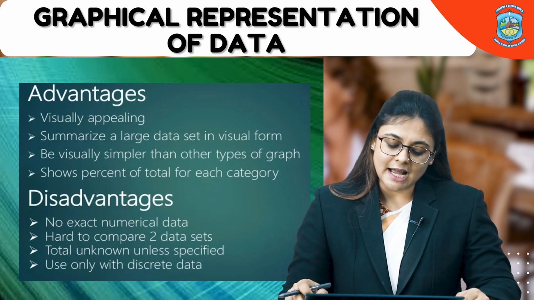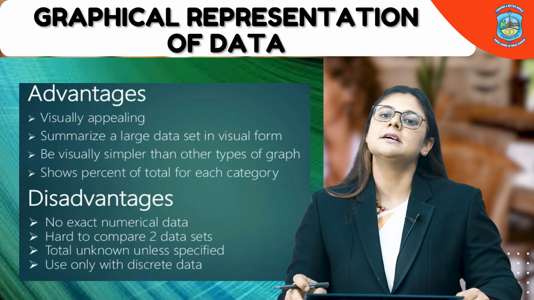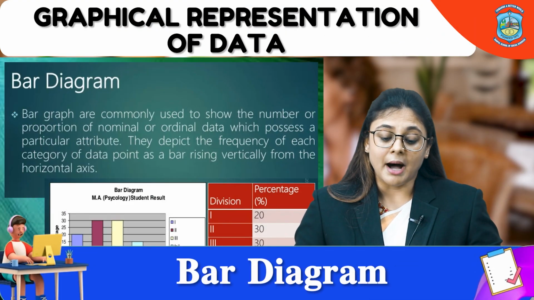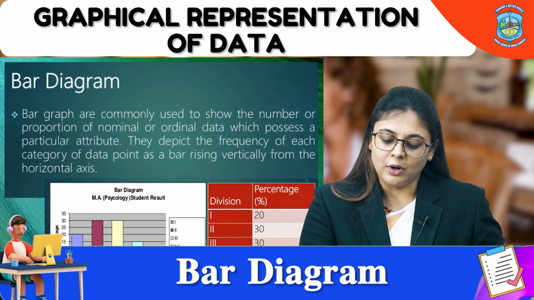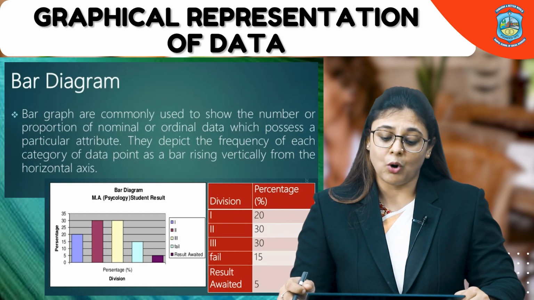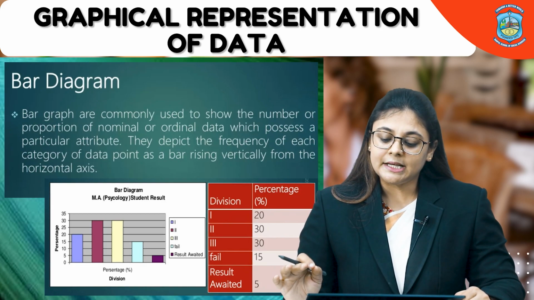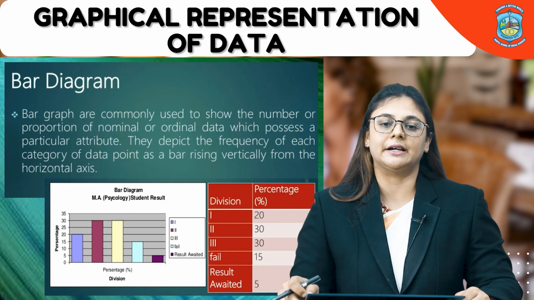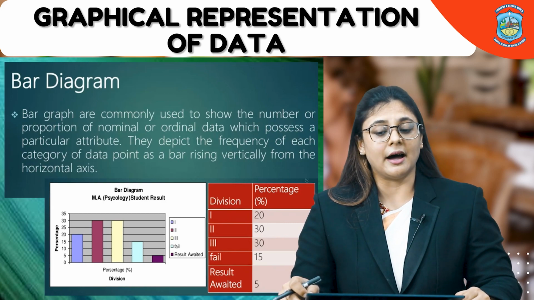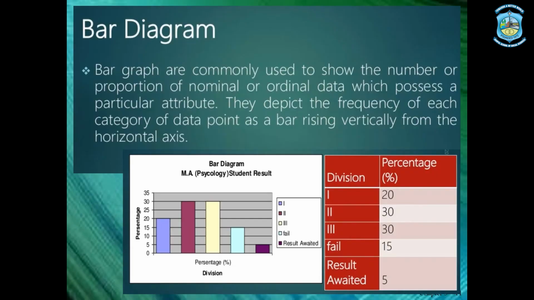And lastly, it can be used only with the discrete data. That means the data which has certain frequencies attached to it. So next in line is the bar graph. Bar graphs are commonly used to show the number and the proportion of a nominal or the ordinal data which possesses a particular attribute. They depict the frequency of each category of data point as a bar rising vertically from the horizontal line. So this is an example of the bar diagram that you can see.